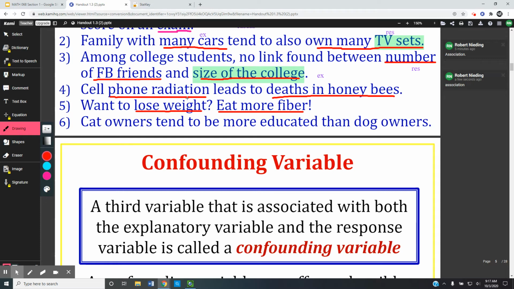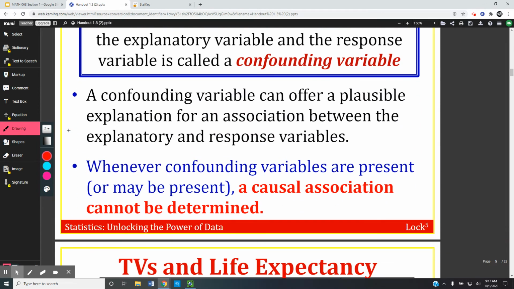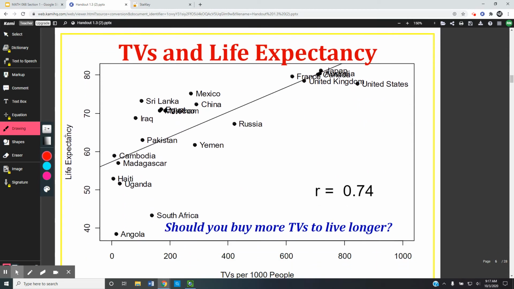There's always an association. If you see one thing going up and another thing going up, or some up and down, then it's definitely an association. You don't have to have causal effect for an association. But for an association, you have to have some proof if you're going to move into the causal area. Whenever confounding variables are present or may be present, a causal association cannot be determined. Okay. For instance, let's look at this one. And let's get a little more in depth and try and make some better statements here.